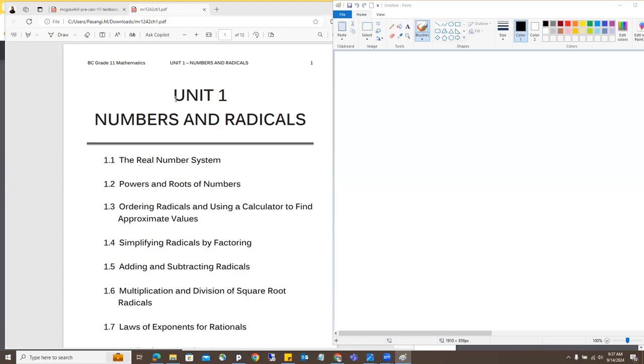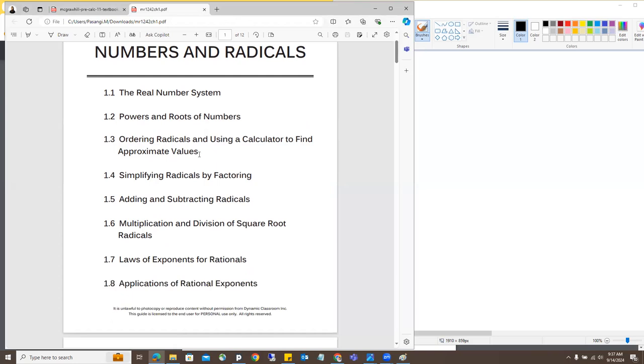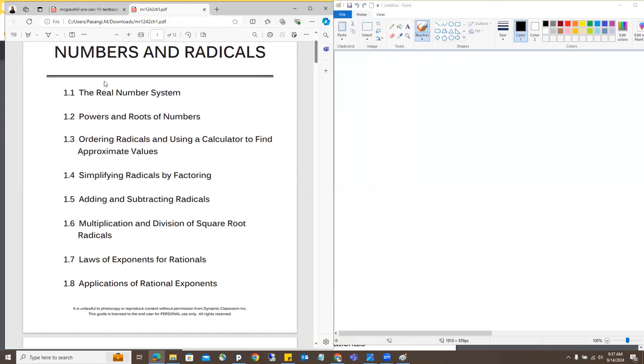First unit is about numbers and radicals, no? So as they have mentioned, we will be going through all these topics: the real number system, the powers and roots of numbers, ordering the radicals, and using a calculator to find out the approximate values. These are the topics which we are going to cover in this numbers and radicals lesson.